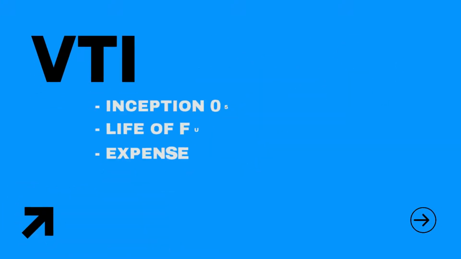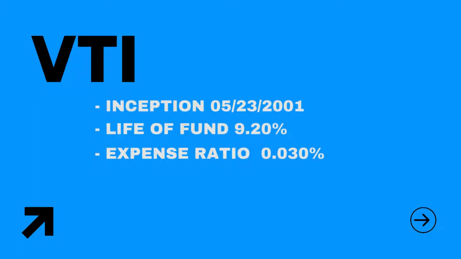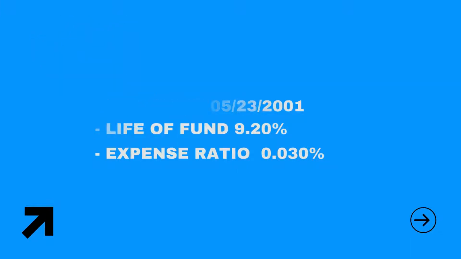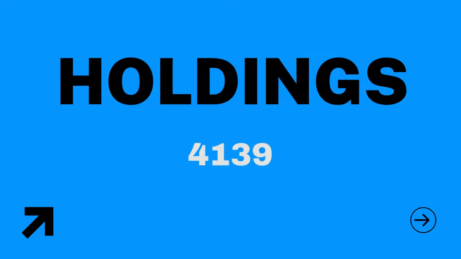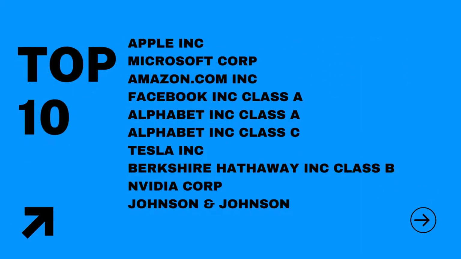And there's more. This one's been around since 2001. Life of the fund, you're looking at about 9% return, and an expense ratio of 0.03%. So you can see it's a little bit higher when it comes to the expense ratio. Let's look at the holdings. Because they're getting large, mid, and small companies, you're looking at owning over 4,000 companies. The top 10 is relatively the same. You're going to see the Apples, the Microsofts, the Amazons, the Facebook, the Googles, Teslas, and so forth.